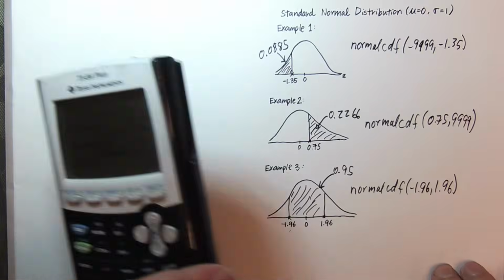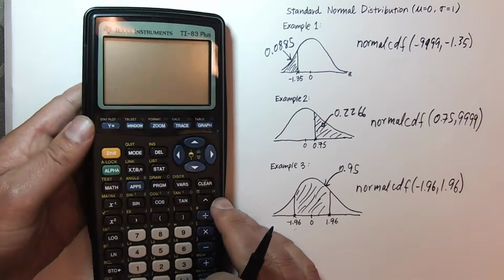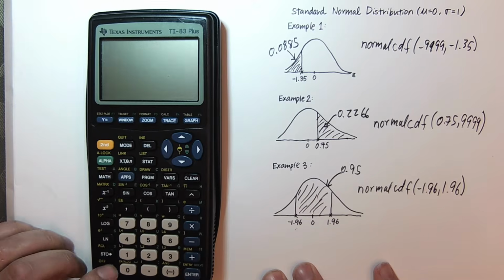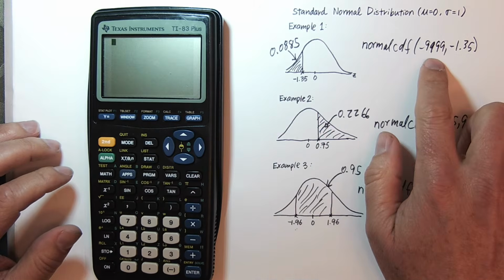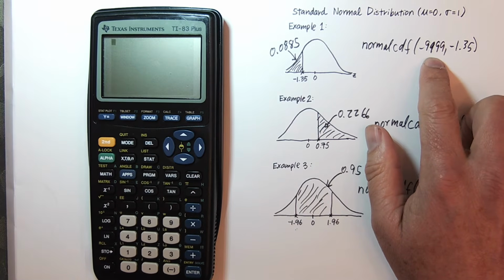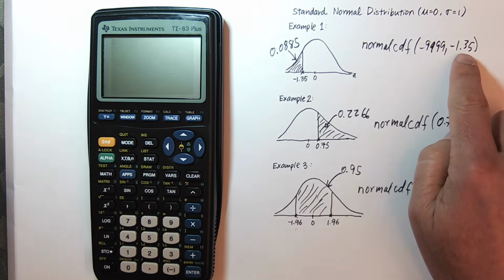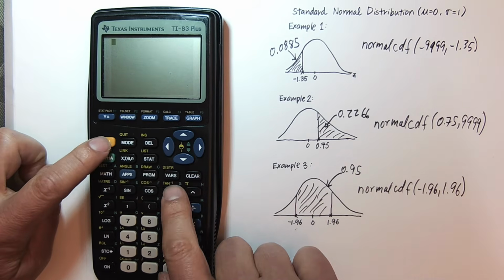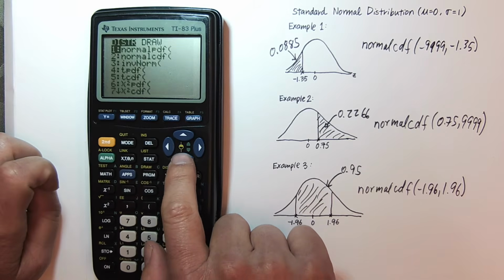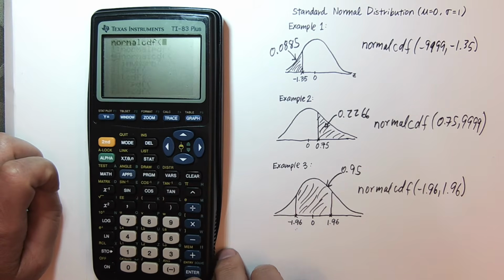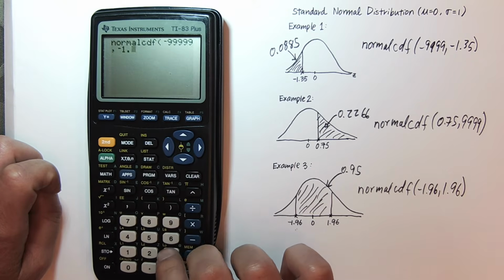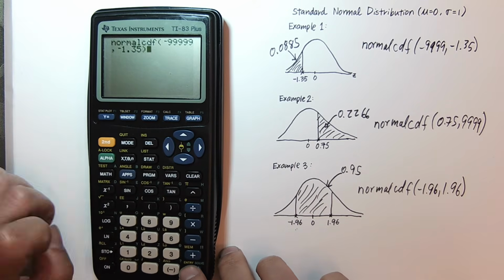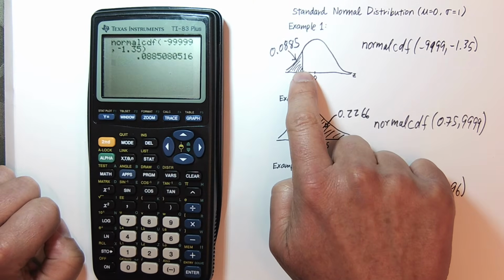Now, we're going to redo all of this with a TI-83. Its interface is slightly different. So I'm going to go back to this one here, where again I need from negative 99999, some big negative infinity number, up to negative 1.35. So again, getting there's the same, second vars, norm CDF, and I'm going to have to type it right in. So negative 99999, comma, negative 1.35, close parenthesis, equals, and you can see I'm getting the same probability.